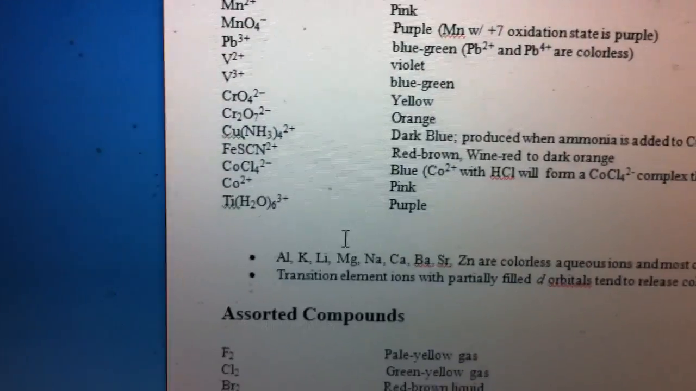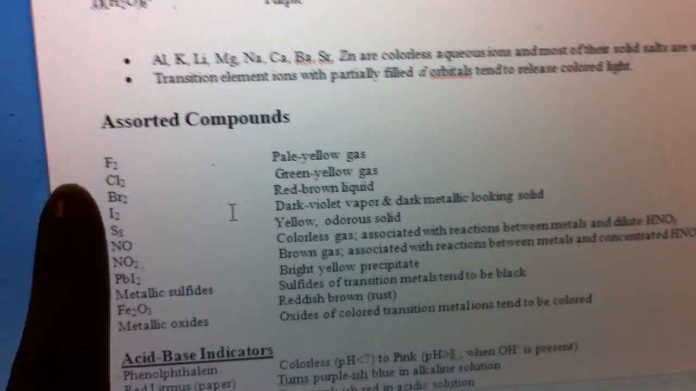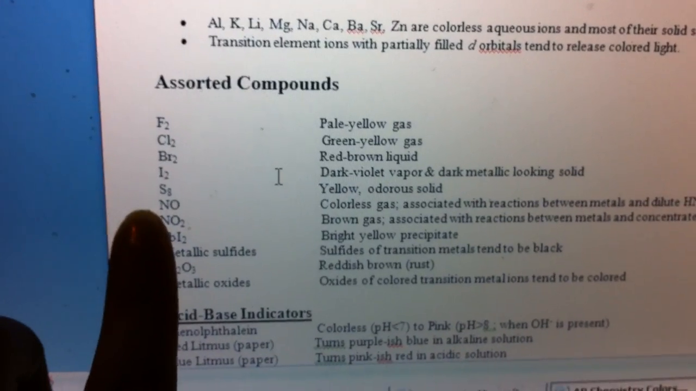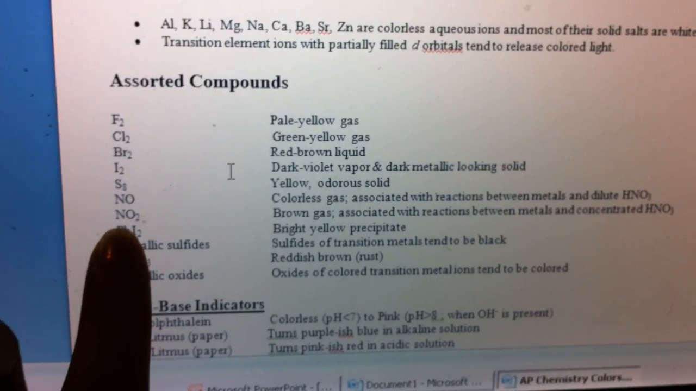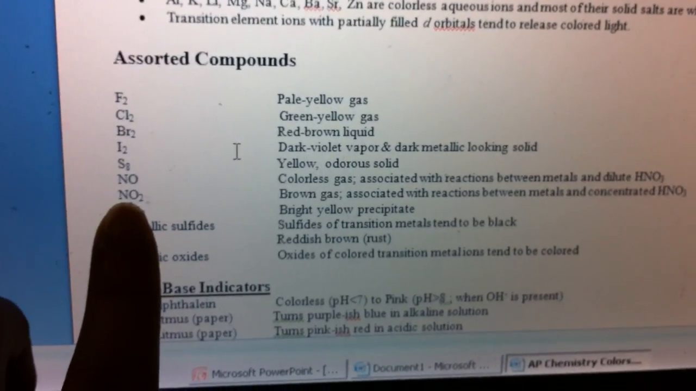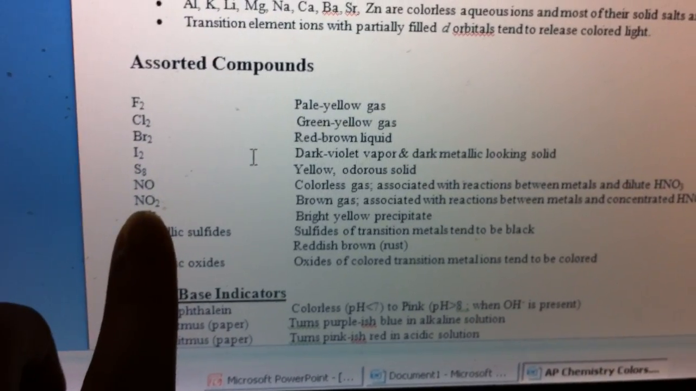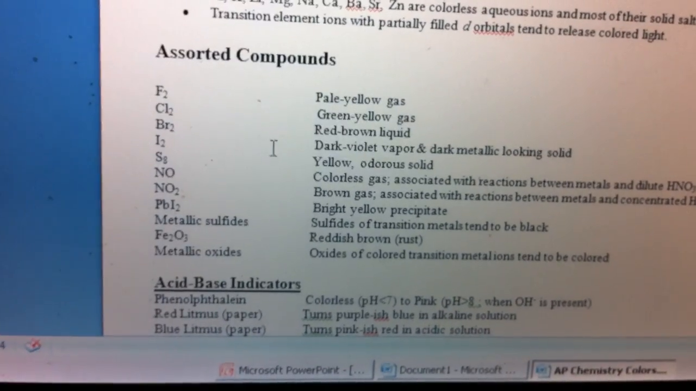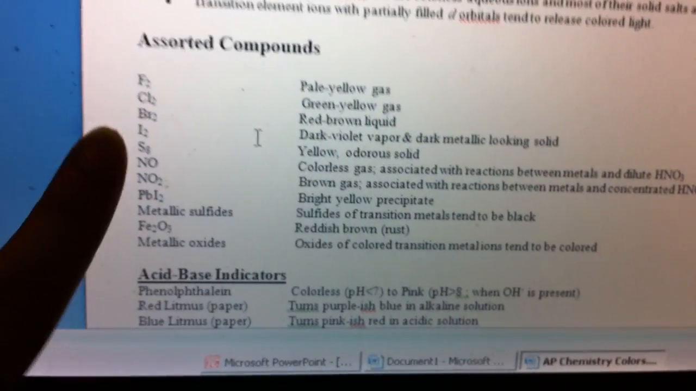And then down here, you should know all of the halogens because of the video. Also, you may or may not know NO versus NO2. NO2 is smog. And so depending, this NO has an equilibrium with the NO2 and it makes it colorful brown. But that's not the halogens you definitely need to know.